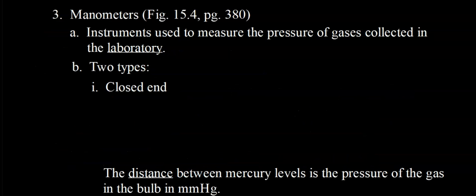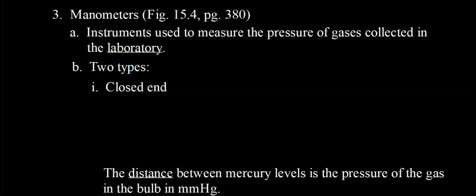All right, the other device used for measuring the pressure of a gas is a manometer. Manometers are used to measure the pressure of a gas collected in the laboratory. Let's say you just have a sample of a gas. You want to know what its pressure is. You can hook up that container of the gas to a manometer, and that can be used to determine the pressure of the gas. There are 2 types. You have closed-end manometers and open-end manometers.